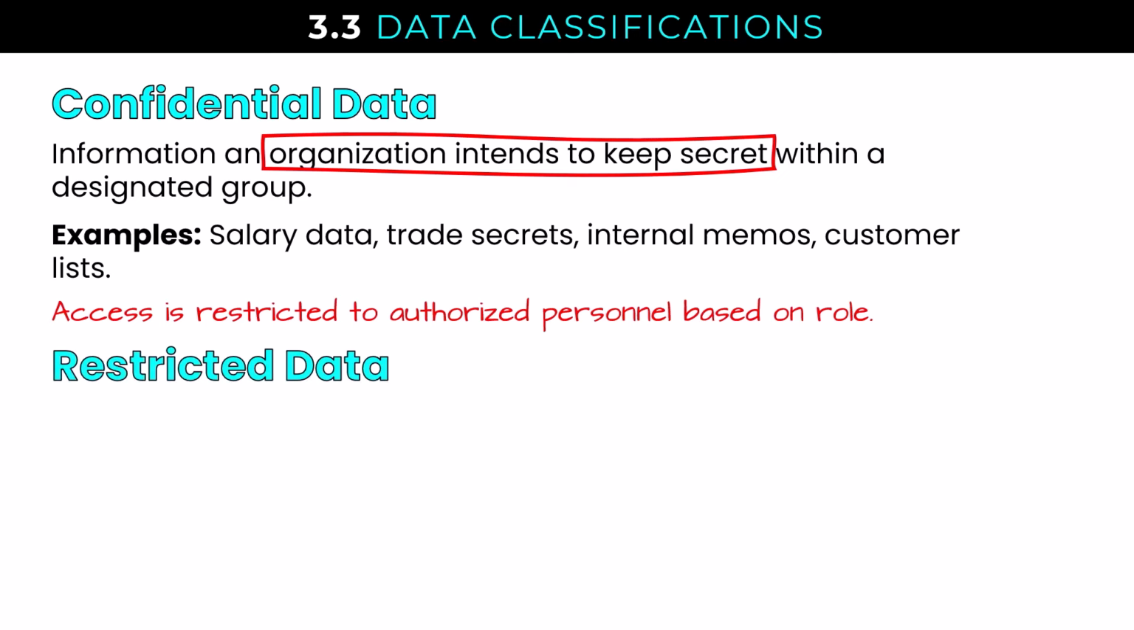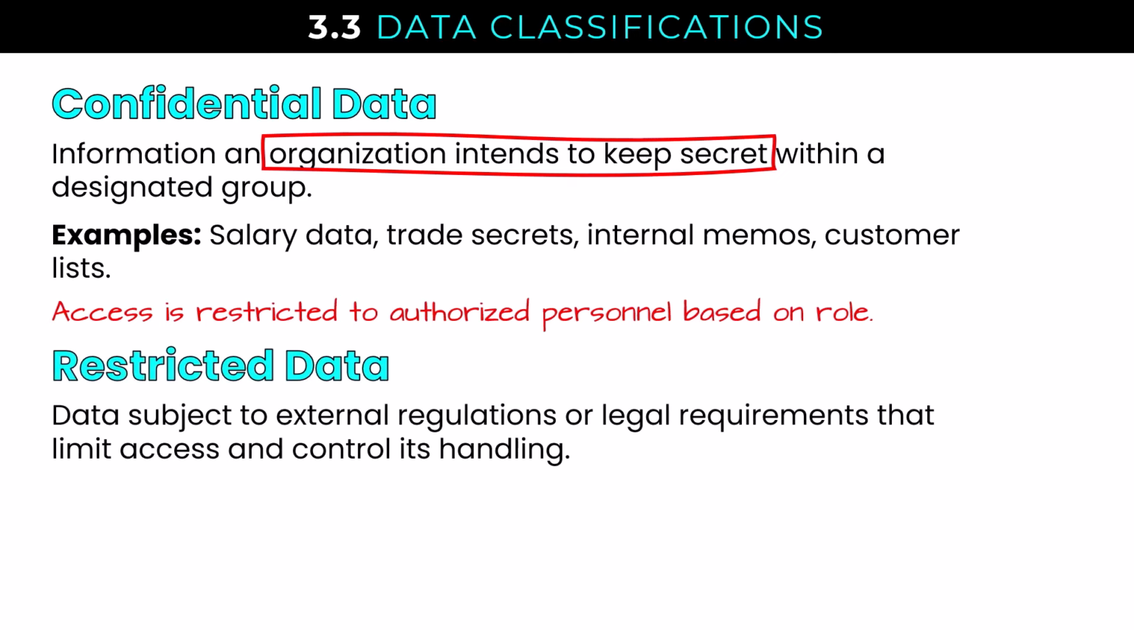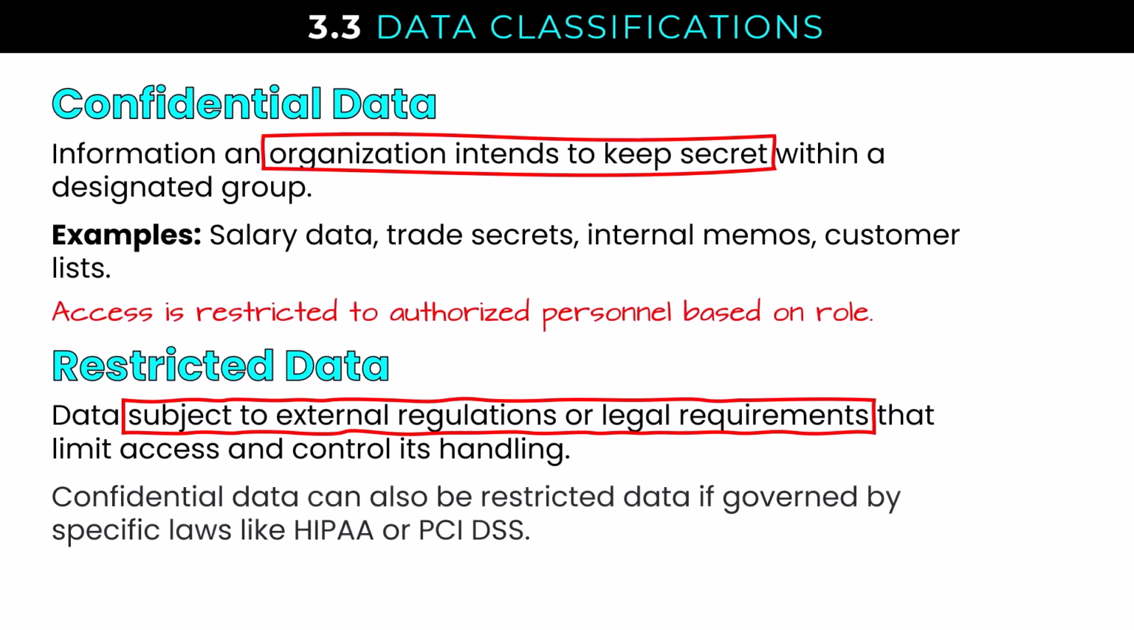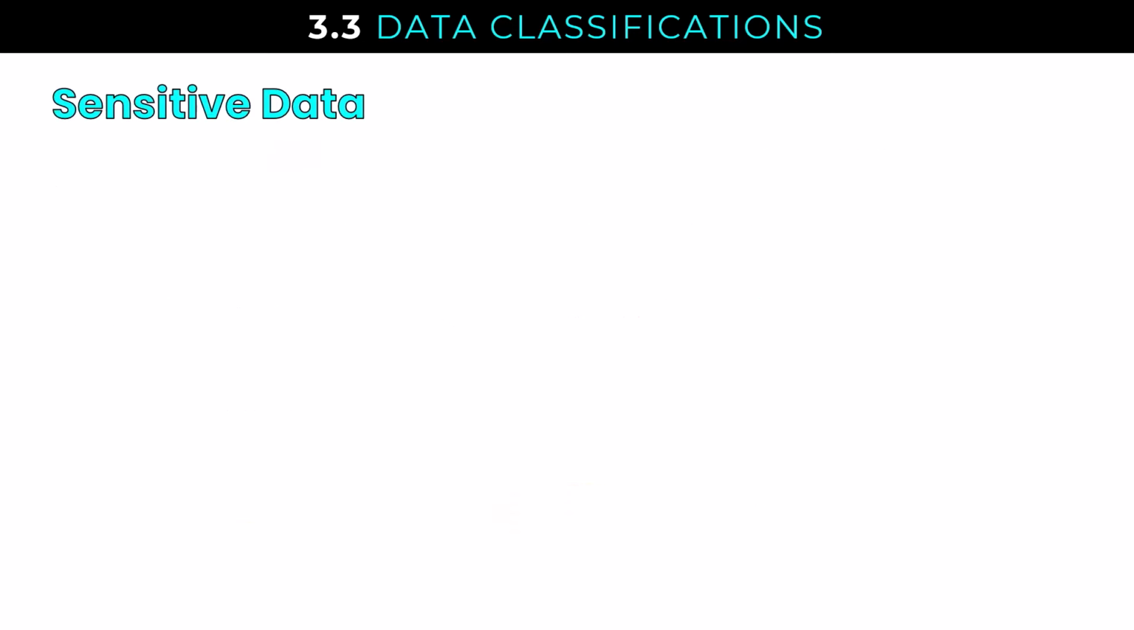Next, we have restricted data. This is data subject to external regulations or legal requirements that limit access and control its handling. So regulated data, for example, would include protected health information subject to HIPAA regulations. And it's worth noting that confidential data can also be restricted data if it's governed by specific laws like HIPAA or PCI DSS.